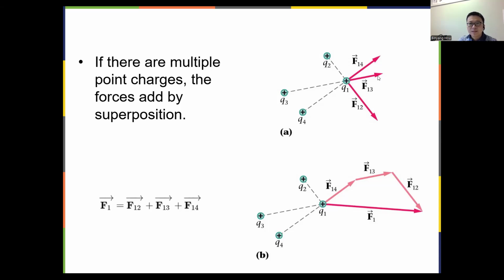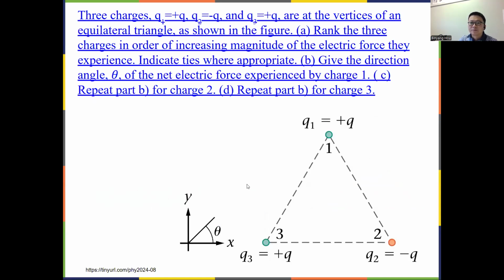Okay. So F vector with the arrow on top, F1, is equal to this. Those three add up. Okay. Graphically, you can do that. Just draw. This is the head to tail method. Okay. Graphically. All right. We'll take a look at one example here.